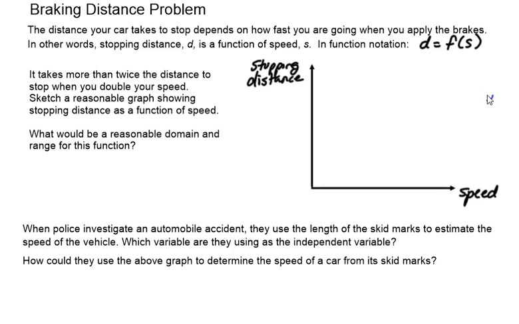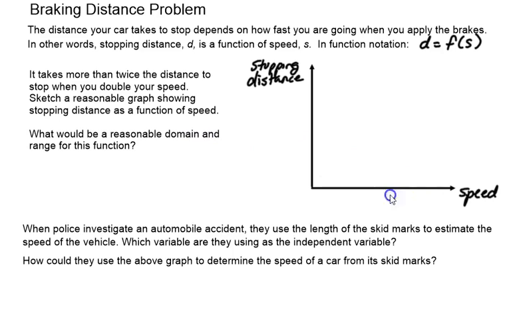Now it says it takes more than twice the distance to stop when you double your speed. So in other words, when you double your speed, it takes more than twice the distance to stop. Sketch a reasonable graph showing stopping distance as a function of speed. What would be a reasonable domain and range for this function?